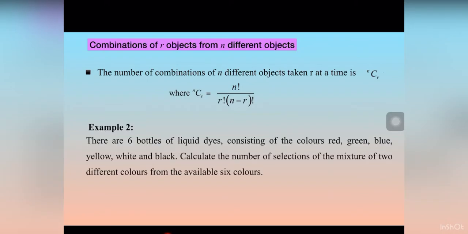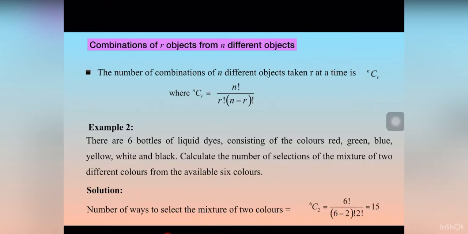Example 2. There are 6 bottles of liquid dyes consisting of the colors red, green, blue, yellow, white, and black. Calculate the number of selections of the mixture of 2 different colors from the available 6 colors. So, the number of ways to select the mixture of 2 colors is 6C2, which equals 6 factorial over (6 minus 2) factorial times 2 factorial, or just press the nCr button on your calculator, 6 C 2. Okay, we will get 15.